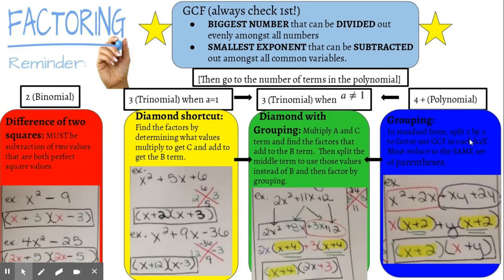Now, if you're struggling with factoring, I need you to reach out to me. I can get you the help, either other videos, practice problems, or set up a meet with me. So that way we can go over and make sure you know how to factor. Factoring is going to be really important as we go through a lot of Algebra 2.